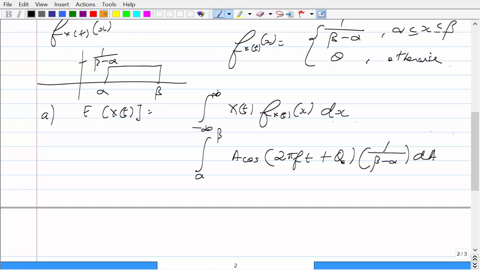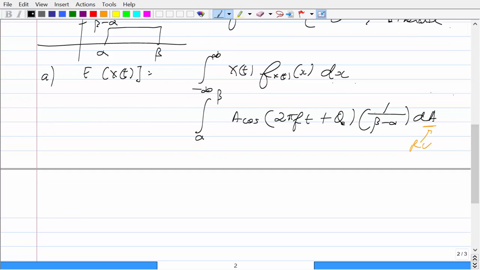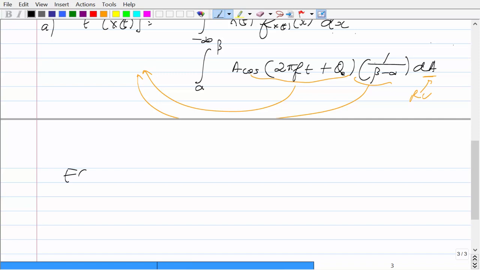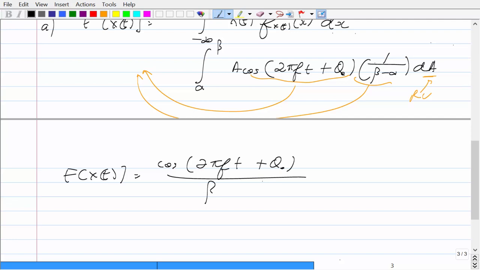If you take a look here, these two things are pretty much constants. You can take those outside. What is required to be integrated is just the A variable itself. Everything else can stay outside. So the expected value would be cosine of 2 pi ft plus theta 0, over beta minus alpha, and then we integrate between alpha and beta of A dA.